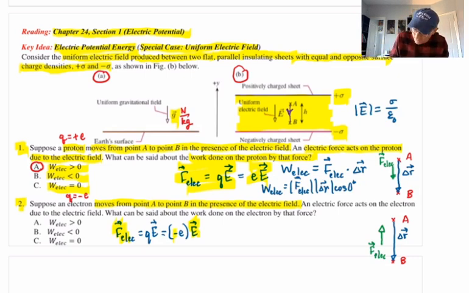Here's the question, though. As this electric force acts on the electron due to the electric field, what can we say about the work done on the electron by that force? Is it a positive scalar, a negative scalar, or is it 0? Pause the video, think about it, and then come back.